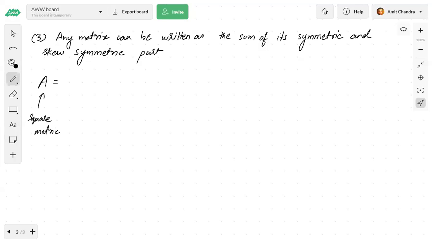Okay, so A can be written as (A plus A transpose) by 2, right? And this is plus (A minus A transpose) by 2, right? So what is this? This is called the symmetric part of the matrix.